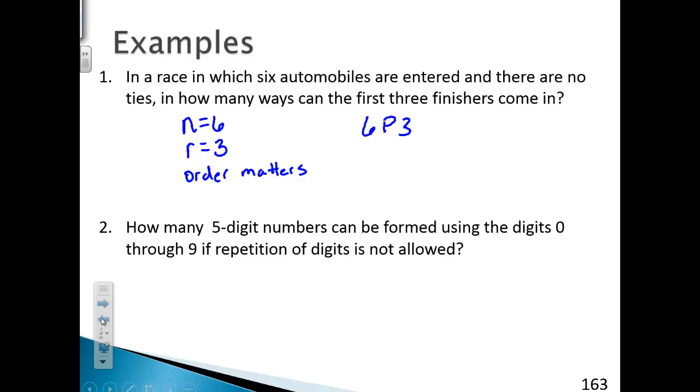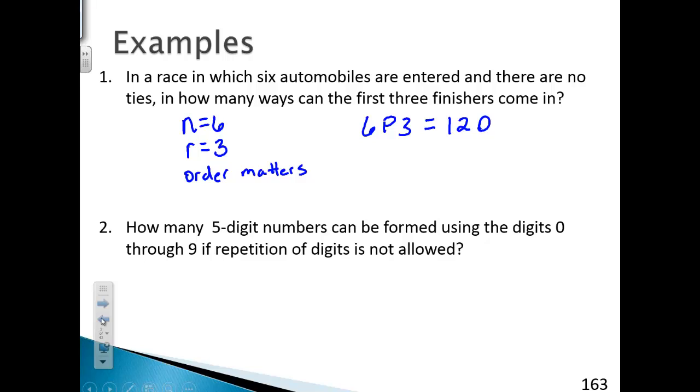And I'm not going to go to the calculator this time, but I want you to do it on your calculator. So pause the video if you need to and do the 6 permutation 3 on your calculator. Okay, so we get 120. So there are 120 different ways that the first 3 finishers can come in when there's 6 people racing.